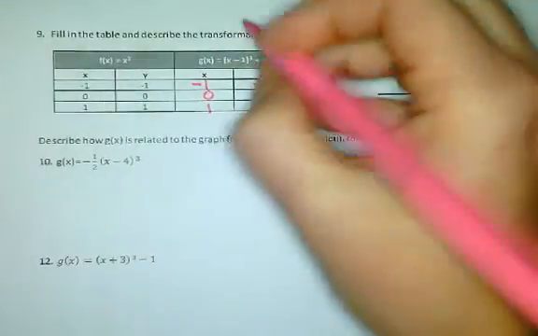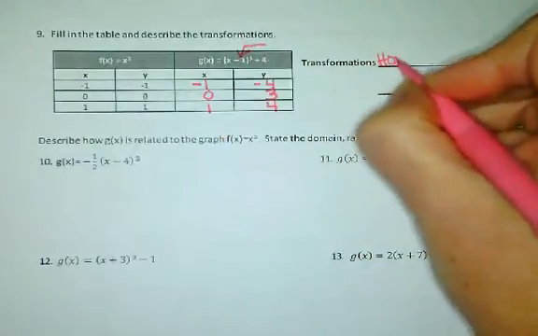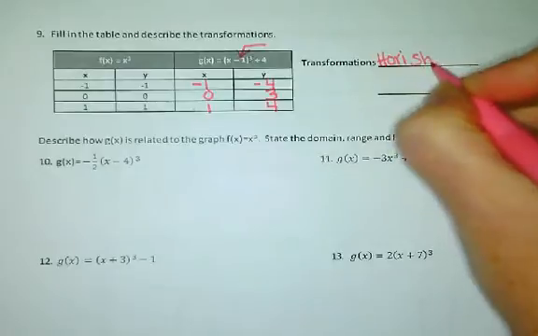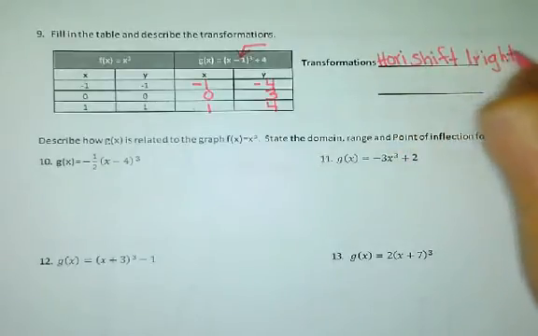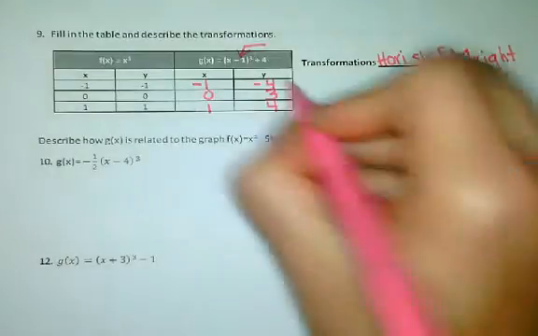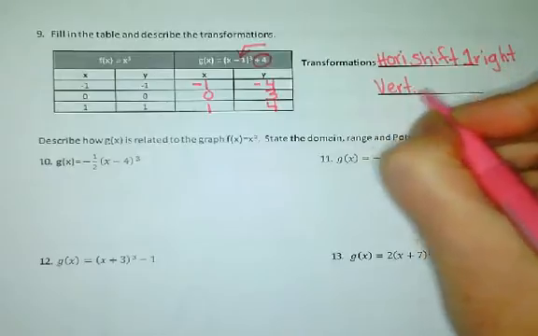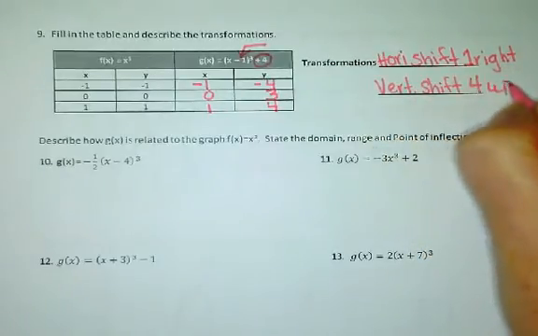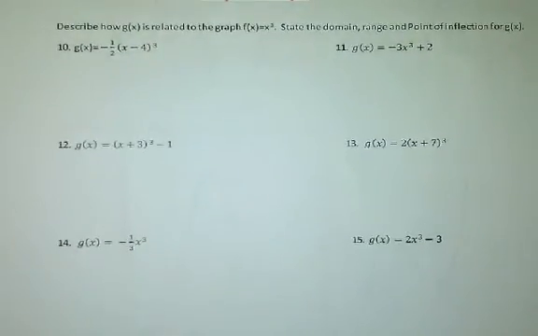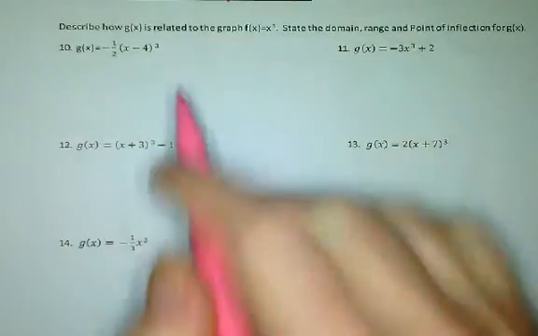All right, your transformations. Again, it says minus 1. So that's actually going to be a horizontal shift 1 right. Okay. And then this is a vertical because it's on the outside. So this is a vertical shift 4 up.